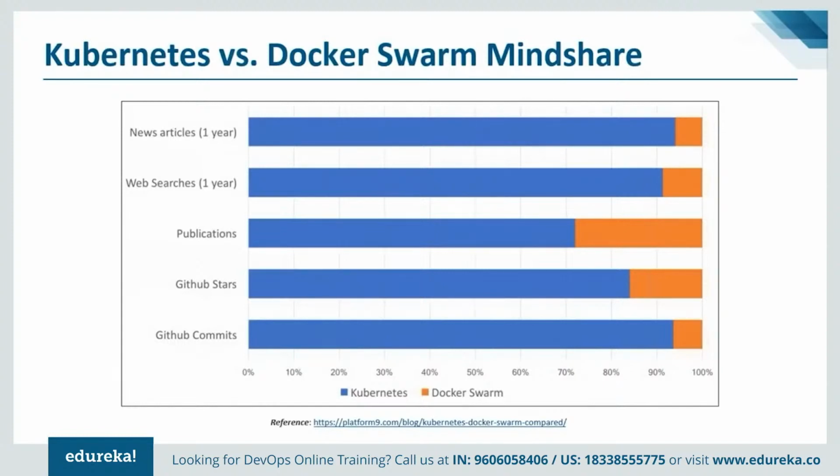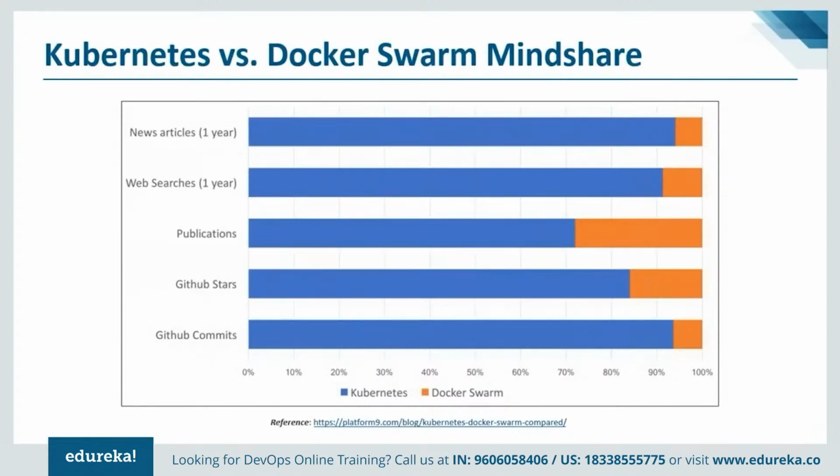Okay, and what they've said is that the number of news articles that were produced in that one particular year had 90% of those covered on Kubernetes compared to the 10% on Docker Swarm. Amazing, right? That's a big difference. That means for every one blog or article written on Docker Swarm, there are 9 different articles written on Kubernetes. And similarly for web searches.